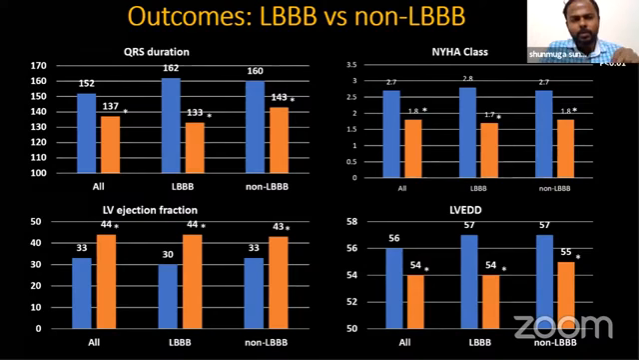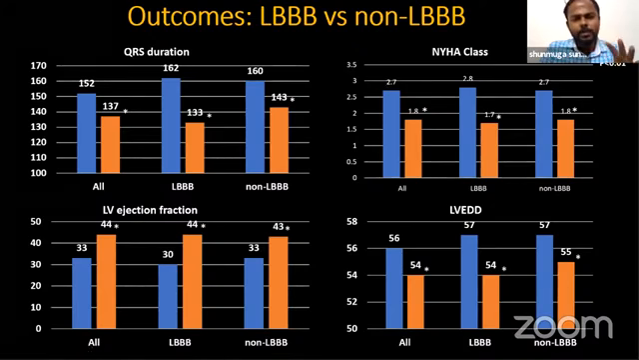We could show that the QRS duration could be reduced with an LBBP from 152 to 137 milliseconds, and LVEF improved from 33% to 44%, and we could show an improvement in NYHA functional class from 2.7 to 1.8.